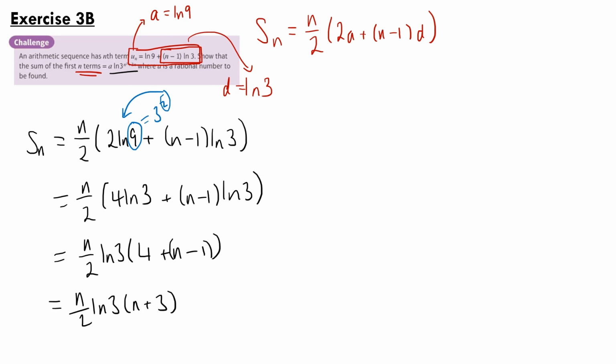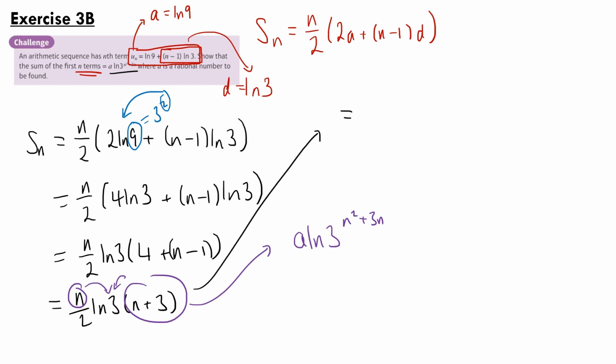Now we're almost there, but we want to try and get this into the form a ln 3 to the power of n squared plus 3n. So we need to have the n squared plus 3n, which comes from the n and the n plus 3, and we need to bring that into the logarithm as a power. So here we're going to have a half ln 3, and then we're going to bring the n times n plus 3 as a power, and that gives us the n squared plus 3n. So our value of a is going to be 1/2.